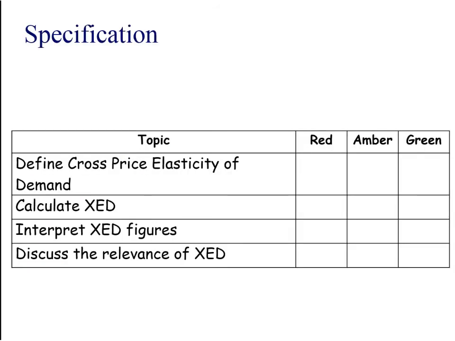Okay, so define price elasticity of demand: percentage change in the quantity demanded of good A over percentage change in the price of good B. Calculate it, interpret it. So there's two things you can say: is it elastic, is it inelastic? As in, is there a strong relationship, elastic, or a weak relationship, inelastic? And are they substitutes for each other, so a positive figure, or a negative figure would be complements for each other? And discuss the relevance of XED.